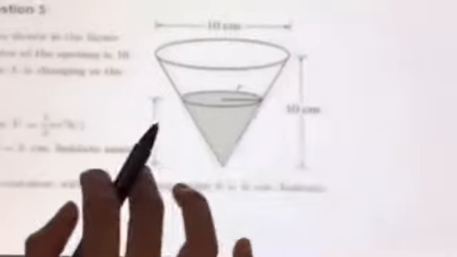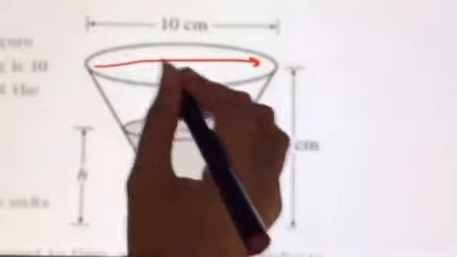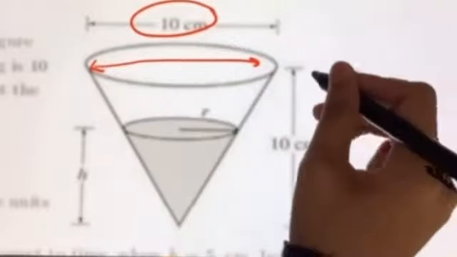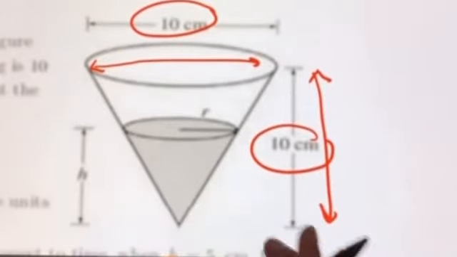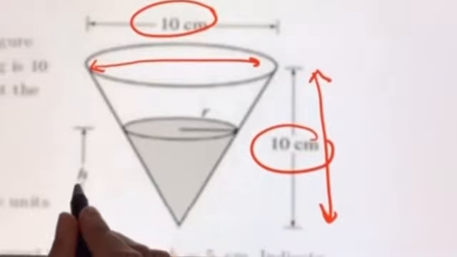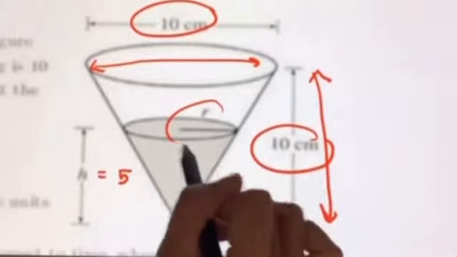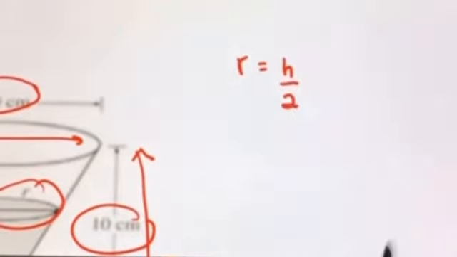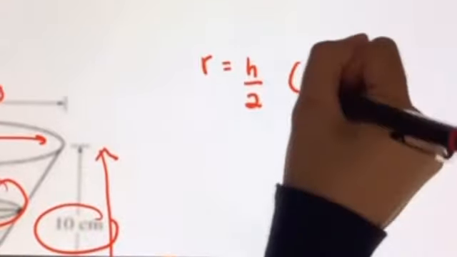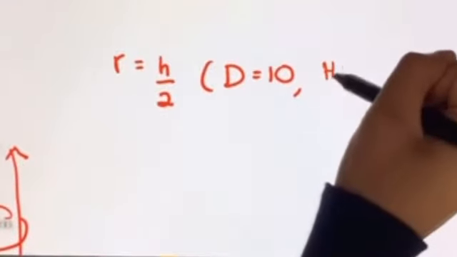Now, this is the figure. As we can see, the opening diameter is 10 cm and the height is also 10 cm. In the question, it gave us the value of h, which is 5. Now, to find the volume, we need to find r. To find r, we need to do a ratio. r is equal to h over 2. This is because d is equal to 10 and the height is also equal to 10.